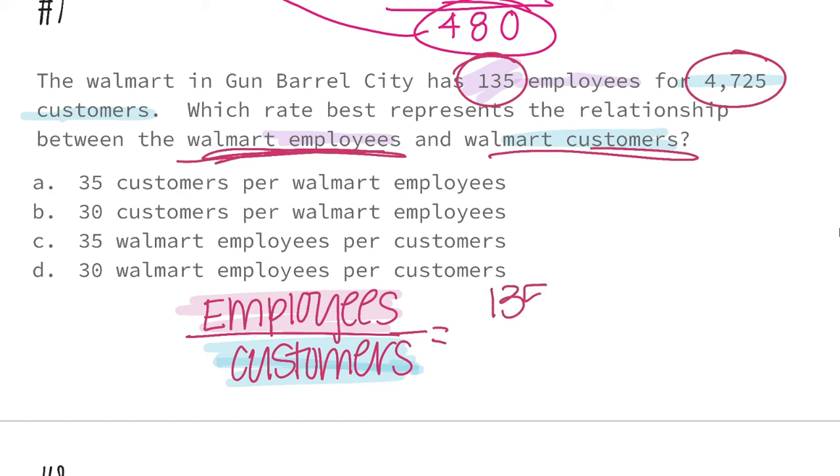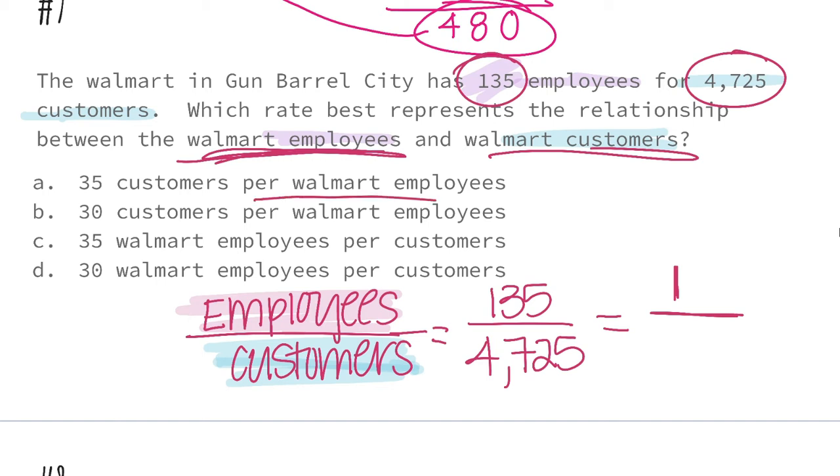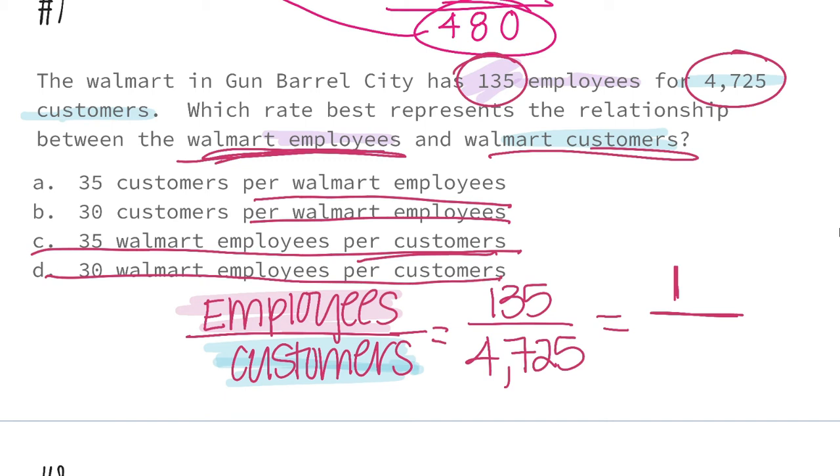So I've got, sorry, I told you I gotta color code everything, 135 over 4,725. So we're trying to find the unit rate of it, right? We want to find when we have one employee, how many customers does that take? If you look at our answer choices, I've got 2 that say per Walmart employee, and then I've got per customer. Does it make sense to have 35 employees to 1 customer? No. So these per customers, get rid of them. Those don't make any sense. We want to find how many customers per employee because there's more customers than employees.